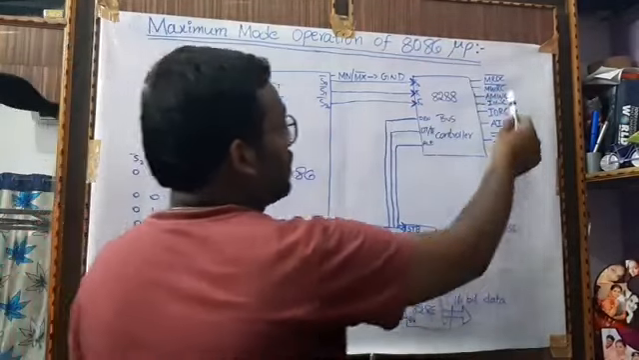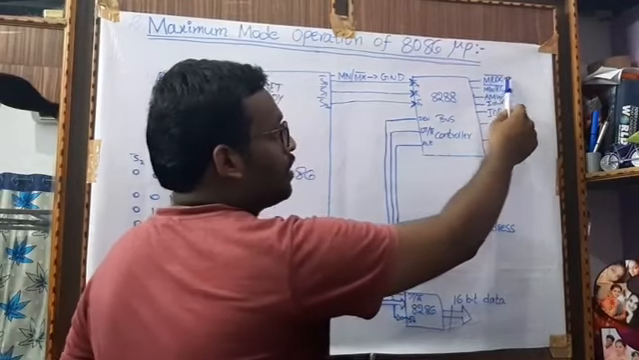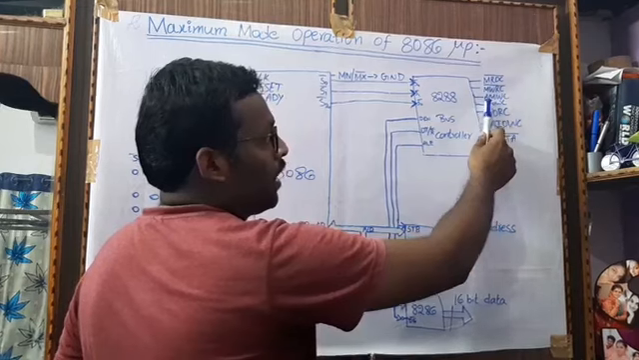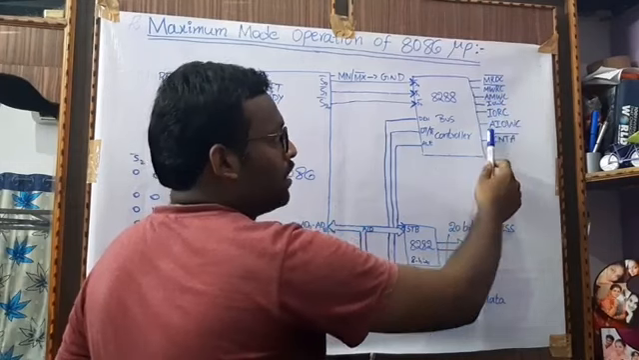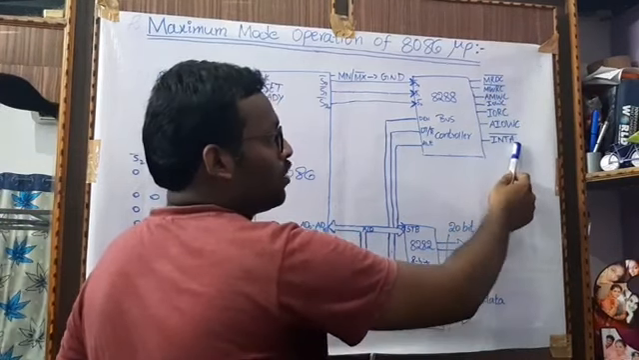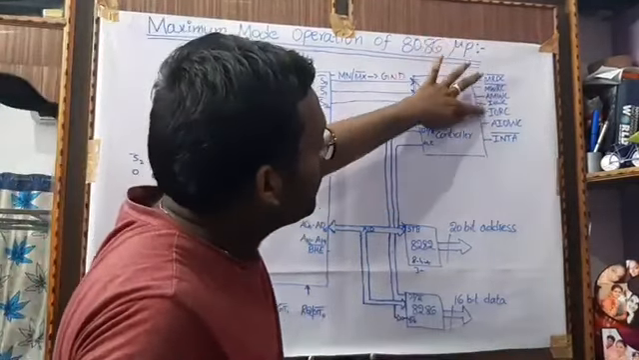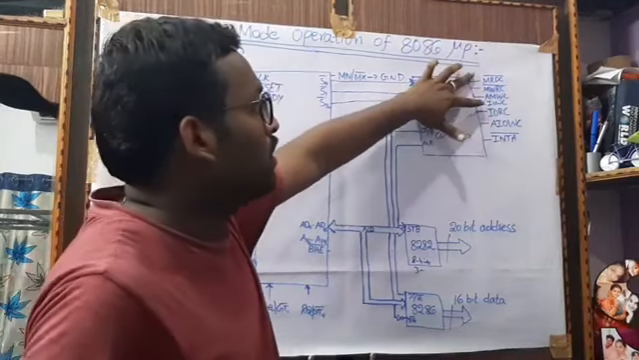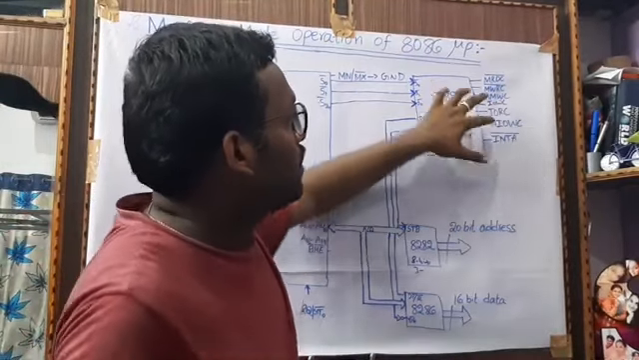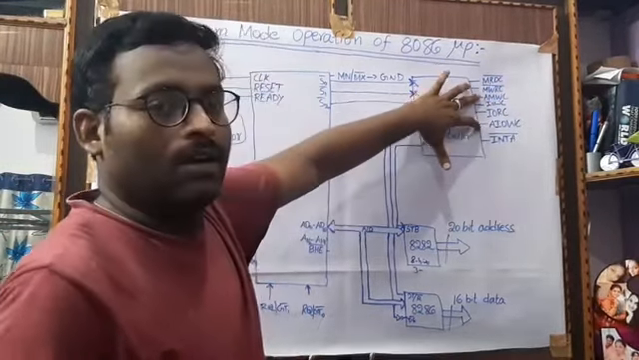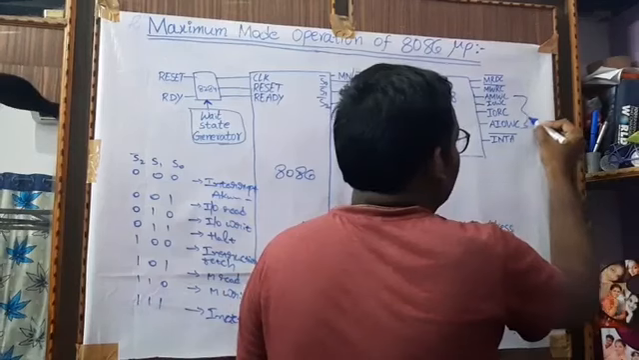Okay, what are these signals? MRDC bar means memory read command, then memory write command, advanced memory write command, IO write command, IO read command, advanced IO read command, interrupt acknowledgement bar. Okay, so these are the memory read and write outputs of the bus controller. Okay, what are these advanced signals? There are two advanced control signals over here.